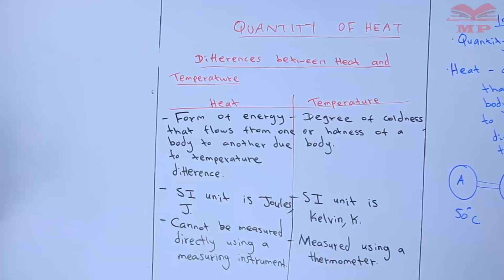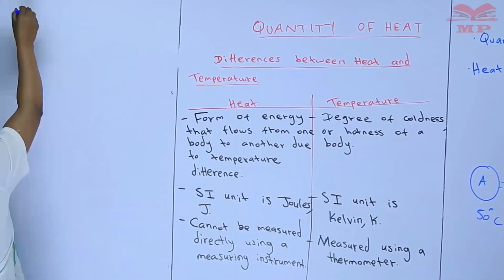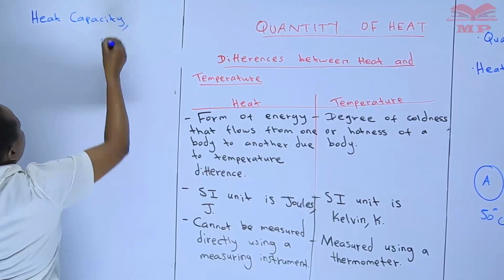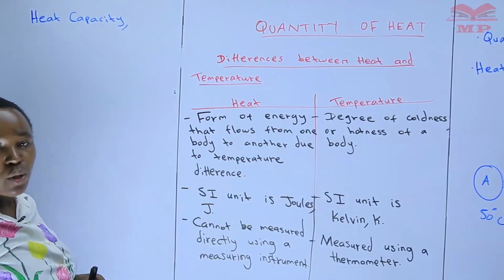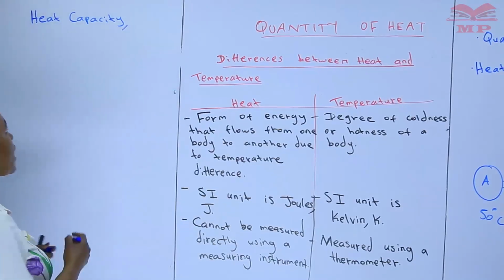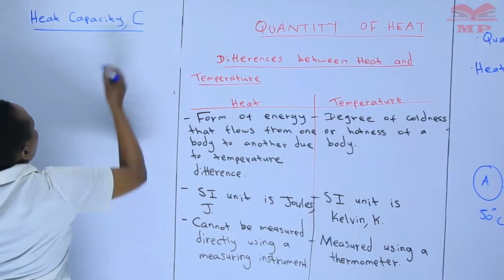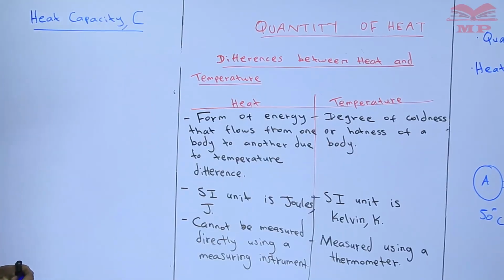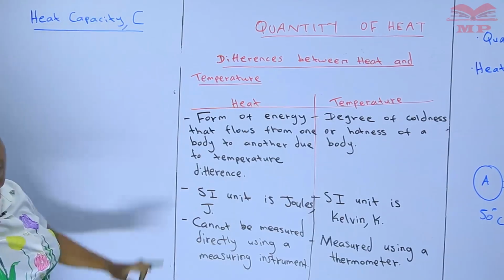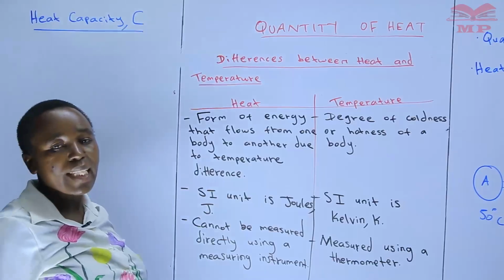So our subtopic is heat capacity. Heat capacity is denoted using a capital letter C. So make note of that. You know the difference between a capital letter C and a small letter c is the size. So you should be keen, because there is another quantity that will be represented using a small letter c. So for heat capacity, denoted using a capital letter C.